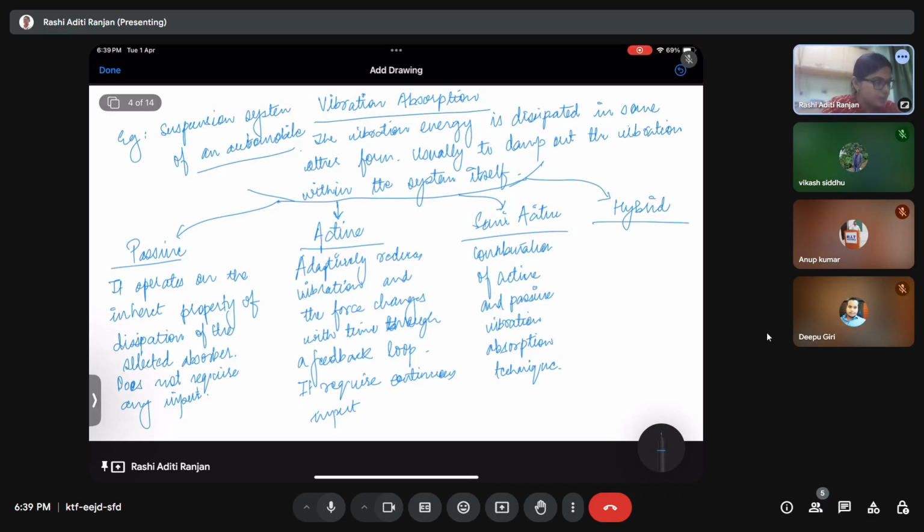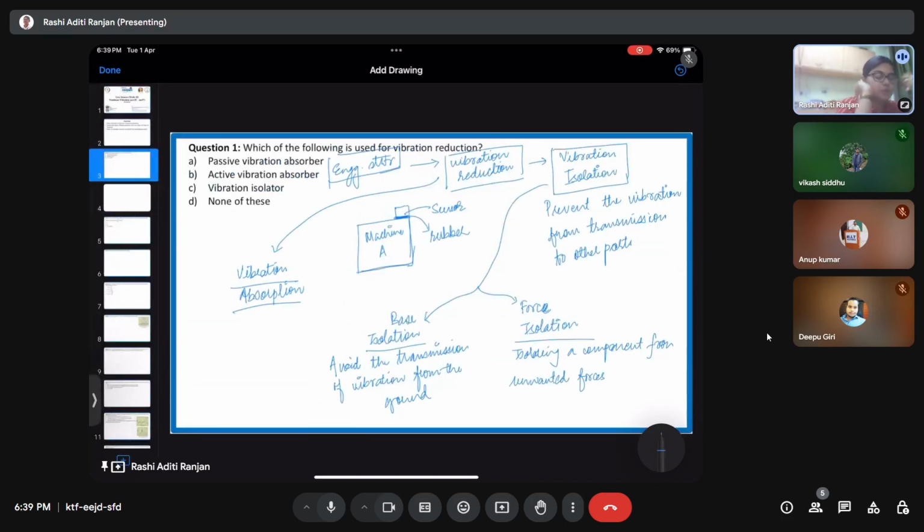So this is a switch between different modes of vibration absorption. I hope this is clear.